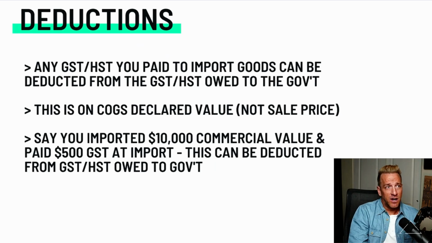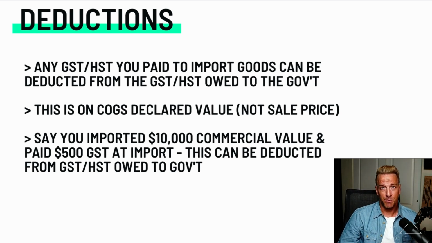So in terms of deductions, any GST, HST that you paid to import goods can be deducted from the GST, HST owed to the government. Say you've got an invoice value of $1,000 and you paid, say, $500 on GST for that import, that $500 can be deducted from whatever's owed at the end of the year. And this is based on a COGS declared value. So this isn't your list price that you're going to be able to deduct. Again, using our import partners, they can help you navigate what you actually paid, what the COGS value was, etc.